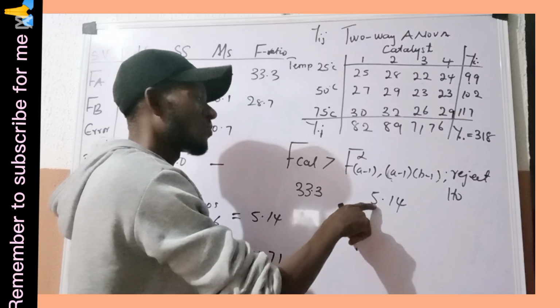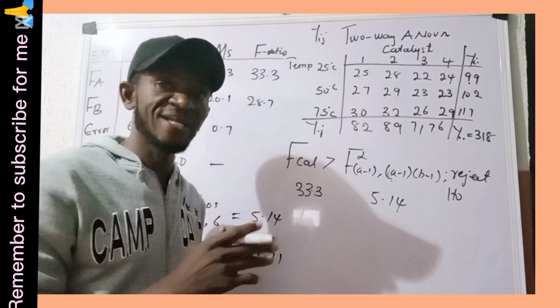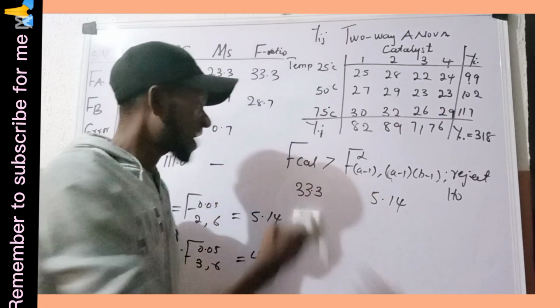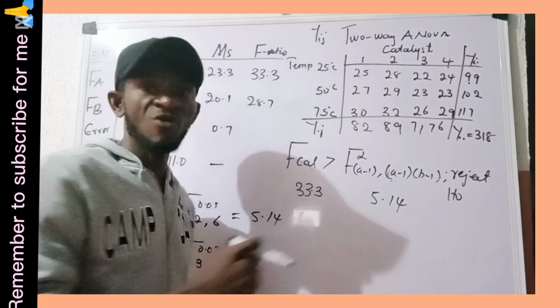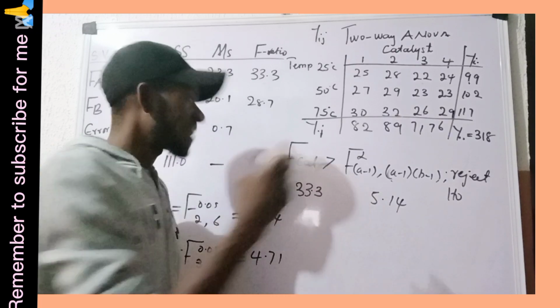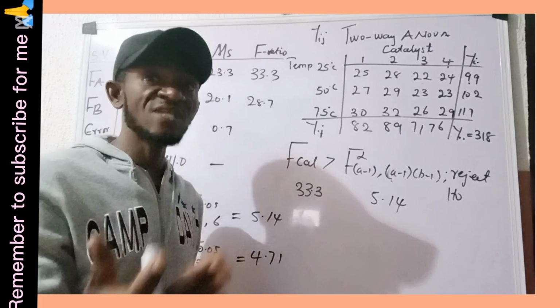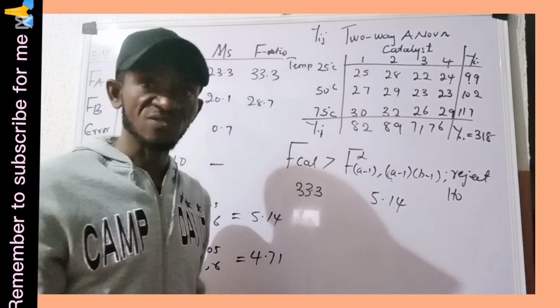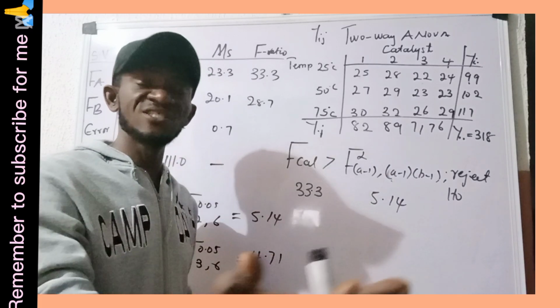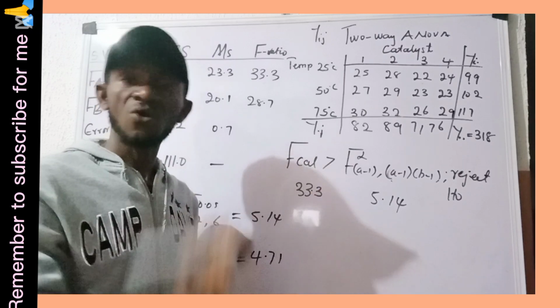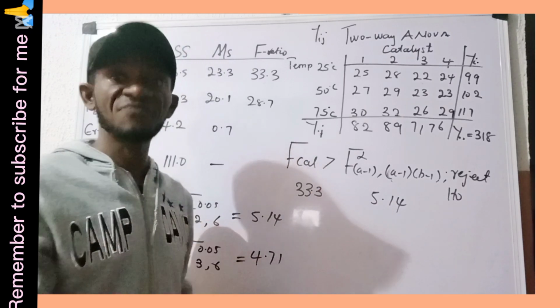33.3 compared to 5.14, which one is greater? It's clearly seen that 33.3 is greater than 5.14. And when it is greater, we are to reject what? H0. And H0 says that temperature does not have an effect on the observations. So when we reject H0, what do we say? We go for the alternative. The alternative says that temperature has an effect.